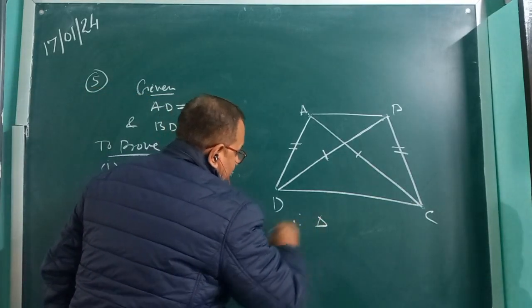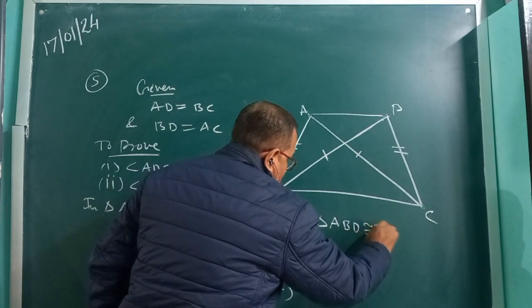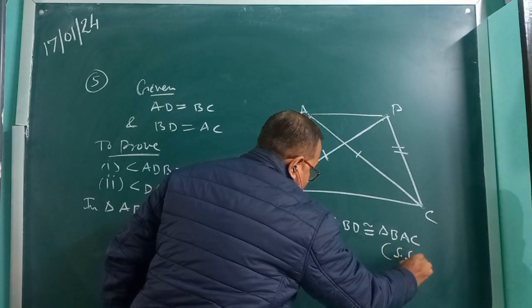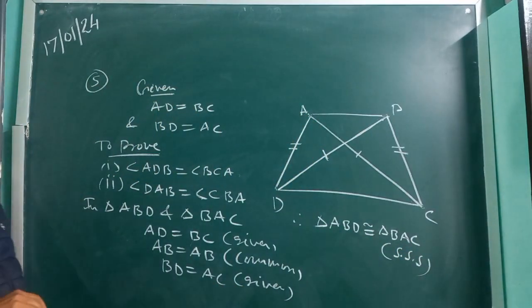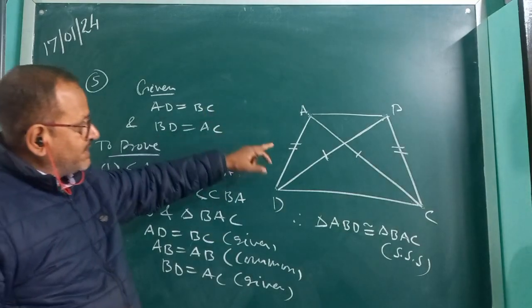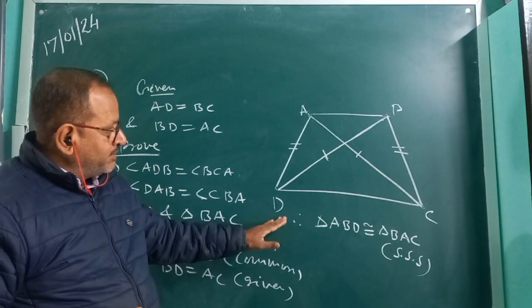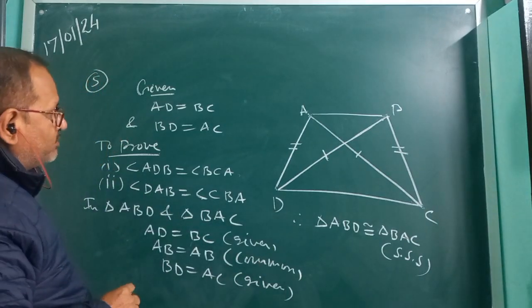So we can write here triangle ABD congruent to triangle BAC. Condition is SSS congruency. So by SSS, these two triangles are congruent. Now the remaining part, the corresponding parts will also be equal.